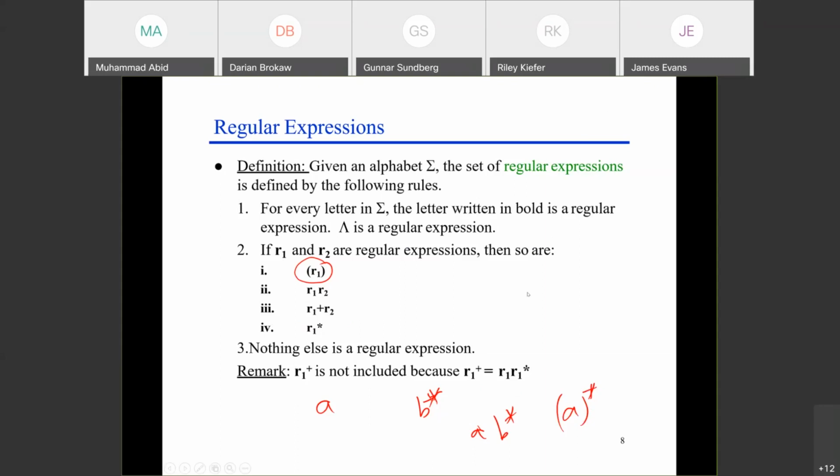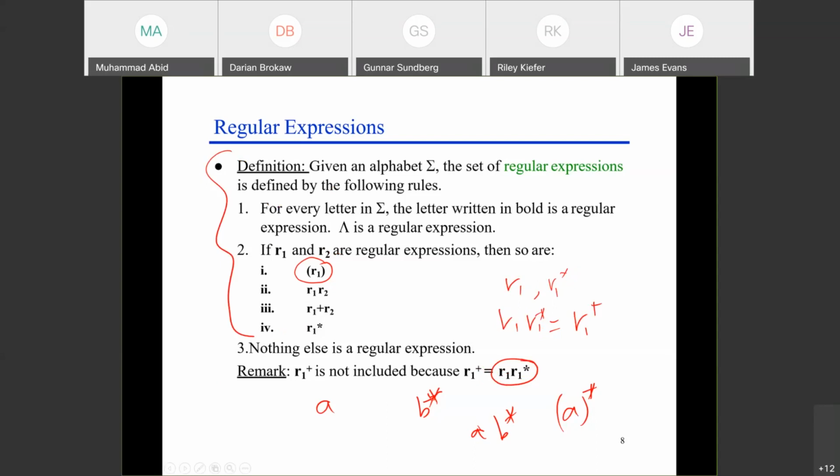Now R1 plus is not included because R1 and R1 star includes R1 plus. R1 plus means you must have R1 there and then any combination of R1 with itself. So R1 and R1 star is equal to R1 plus. It is the same thing. That's why we did not include the plus sign in this definition. Okay, so this is a recursive definition of the language.